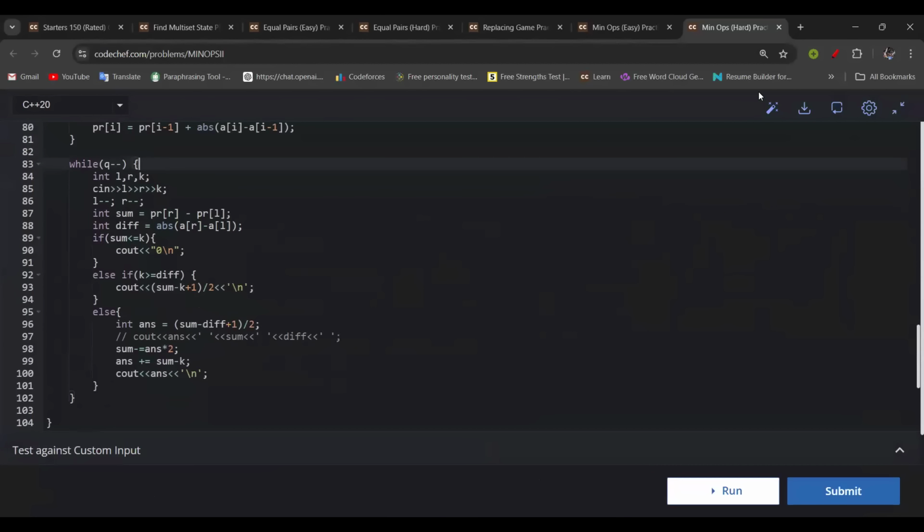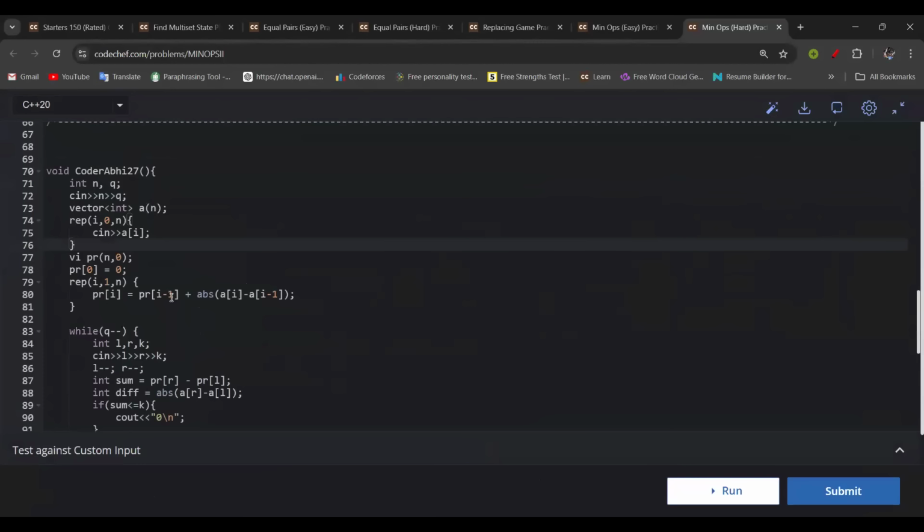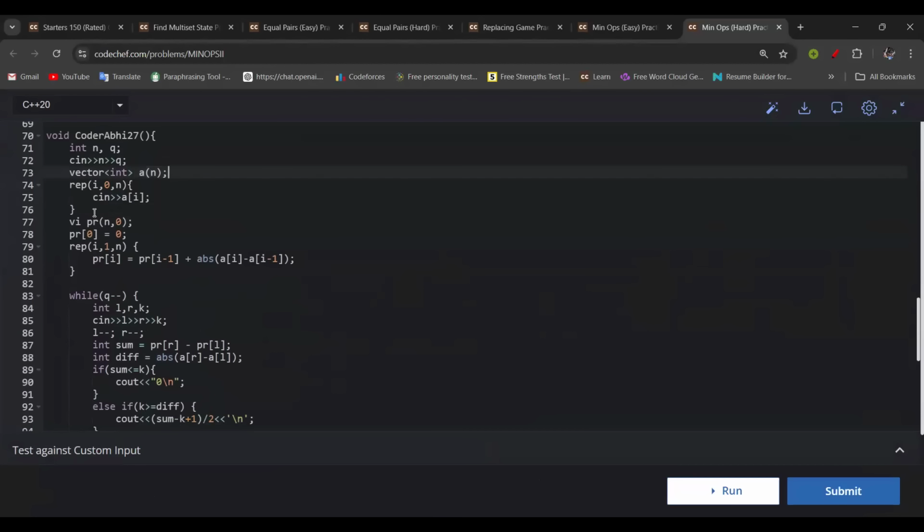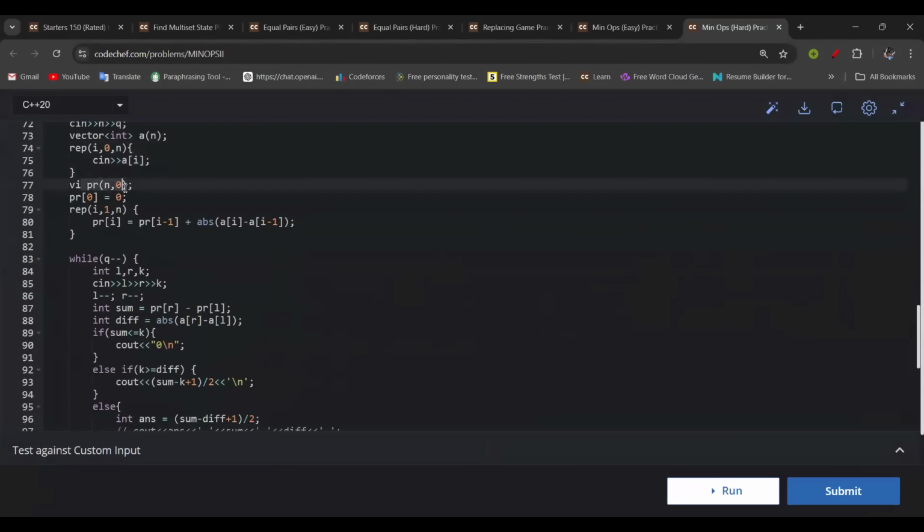So, yeah, this is the code. Basically, what I am doing here is I'm taking this array input, and in my prefix sum, what I'm computing is the prefix sum of differences between the consecutive elements. So prefix of I is storing the sum of differences up till I. So A of I minus 1 is the current difference plus the previous one. So this is how I'm calculating the prefix sum.